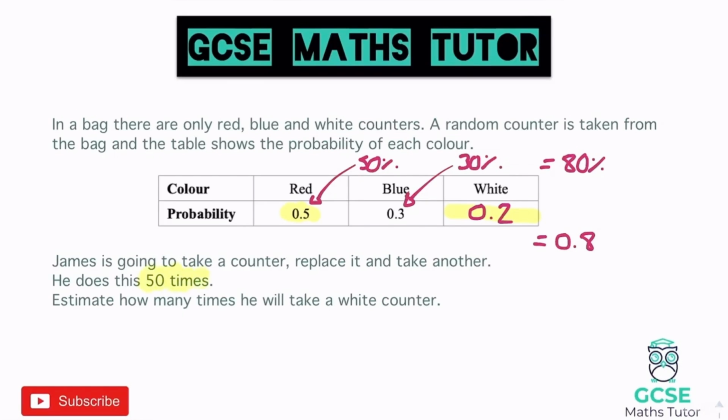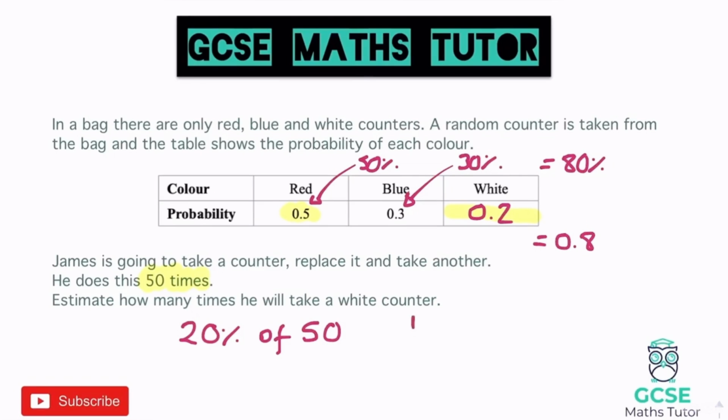So if he takes the white counter 50 times, we would expect him to take a white 20% of the time. Sorry, he doesn't take a white counter 50 times, but if he takes a counter 50 times, we would expect it to be white 20% of the time. So really all this question is asking us is to work out 20% of 50. Okay, so all we've got to do is pick out that little percentage question. So really we just need to find 20% of 50, and we can do that quite nice and easily.